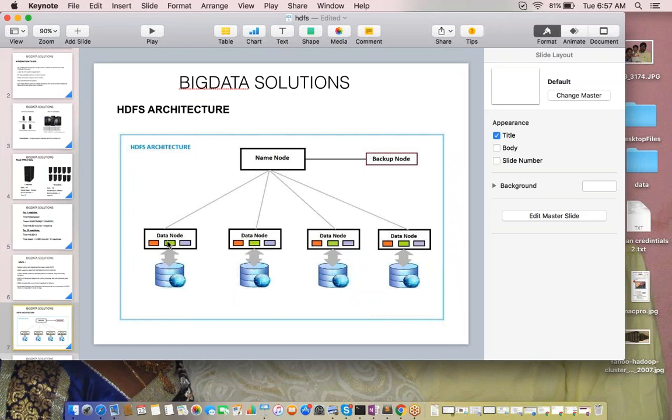Now we will talk about our architecture a little bit. This is actually a backup node, or you can call it a checkpoint node, or you can call it a secondary name node. We'll talk about this in a few more slides.